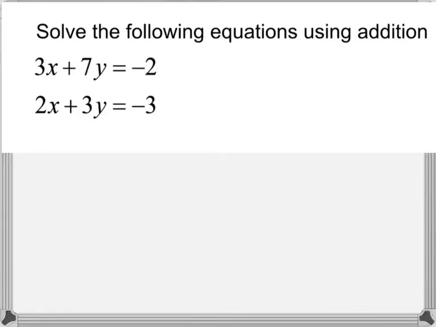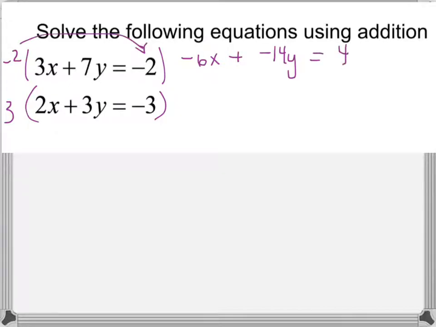Okay, so the next problem here: 3x plus 7y equals negative 2, and 2x plus 3y equals negative 2. Now, I think I'm going to end up having to multiply both equations. So let's multiply this by negative 2, and let's multiply this by 3. Okay, so I have negative 6x plus negative 14y is equal to, now let's just distribute it there, 4. And the other equation would be 6x plus 9y is equal to negative 9.